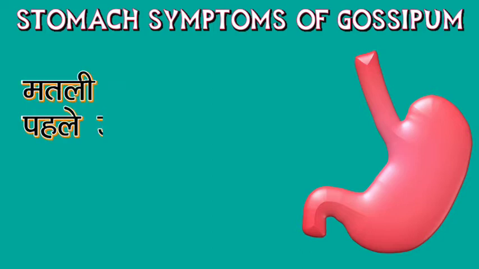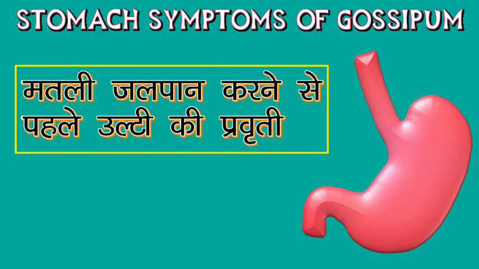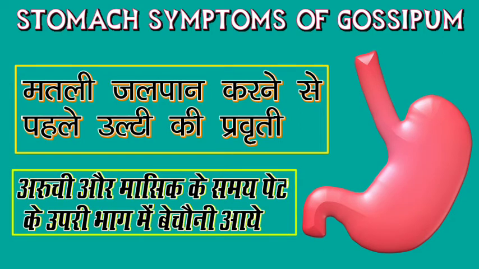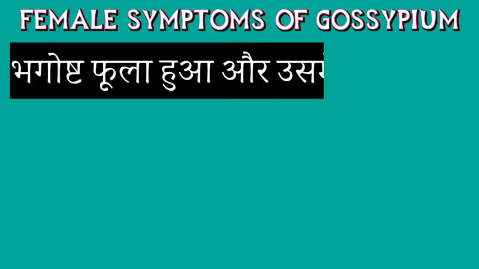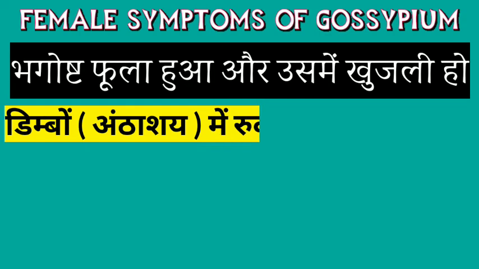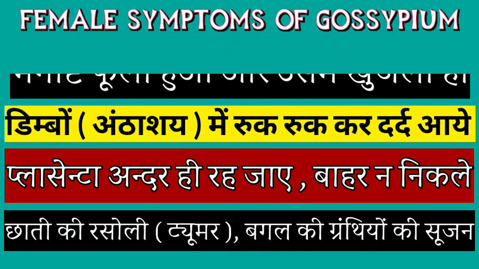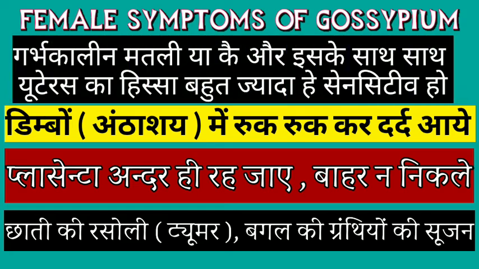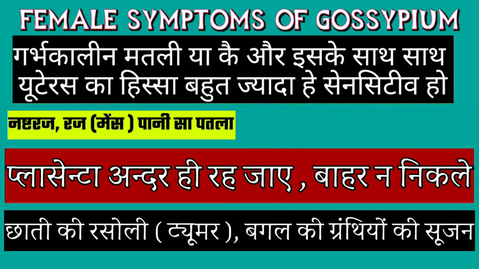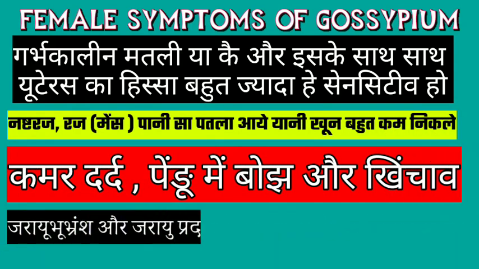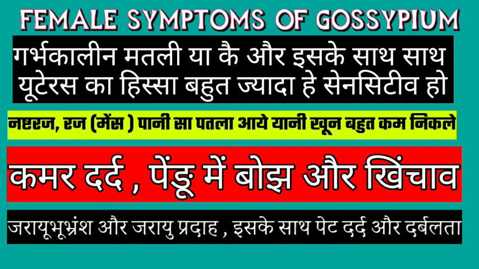Stomach symptoms of Gossypium are nausea with inclination to vomit before breakfast, anorexia with uneasy feeling at the scrobiculum at the time of menses. Female symptoms of Gossypium are labia swollen and itching, intermittent pain in ovaries, retained placenta, tumor of the breast with swelling of axillary glands, morning sickness with sensitive uterine region, suppressed menstruation, menses too watery, backache, weight and dragging in pelvis, uterine subinvolution and fibroids with gastric pain and debility.